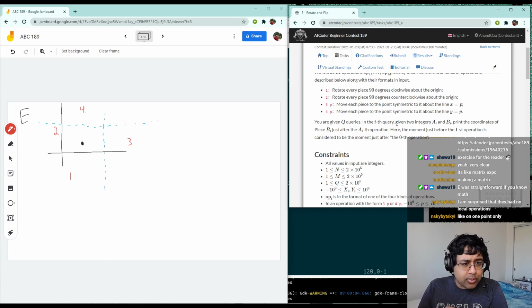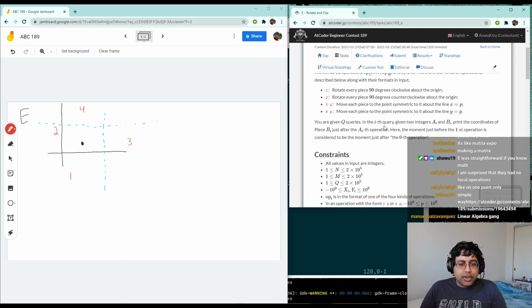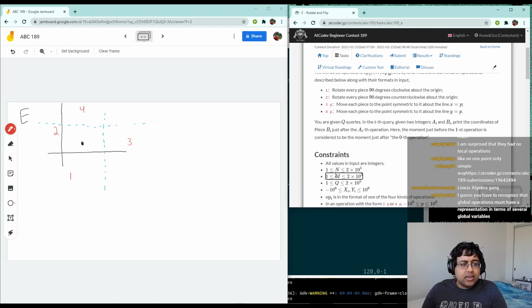So the most straightforward way to do this is to apply each operation to each point, keep track of where all the points are, and then print out the answers. The problem is this would take n times m time, because you would have to operate on every single point for every single operation. So we want to avoid that.